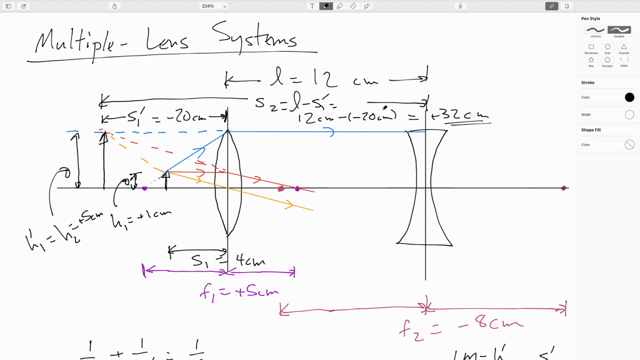If you draw a half reasonably dimensioned drawing, you can then figure out whether you should be adding or subtracting just by using your common sense. You know it's got to be bigger than 20, you know it's got to be bigger than 12. The only way that's going to happen is if you subtract that negative there. So, all right, we have figured out our S1 prime, and so now we're ready to go.